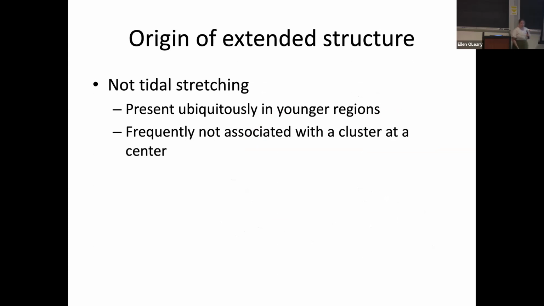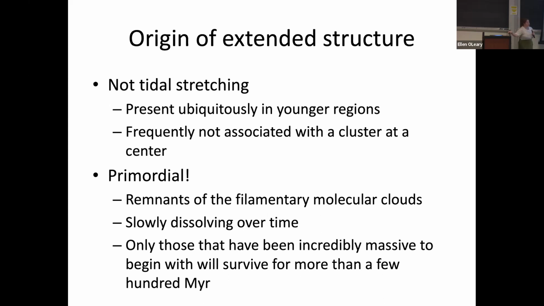So with that in mind, what is the origin of this extended structure? Well, it's unlikely to be caused solely due to the tidal stretching of previously compact clusters. Because otherwise you would expect everything to start very compact and then stretch out. And you see the extended structure be very dominant even at the youngest ages. And more importantly, sometimes you don't even have a classical cluster at the center of these strings. You might have a cluster, like you have the Orion Nebula within the Orion complex, but it is not at all a requirement.